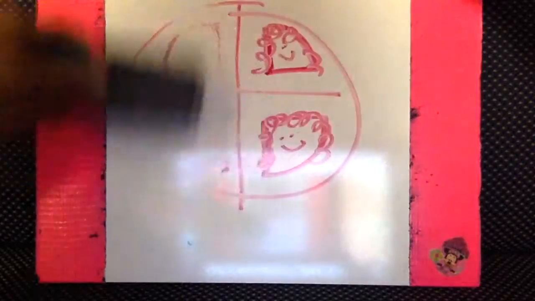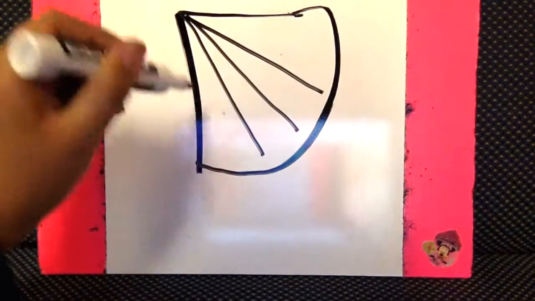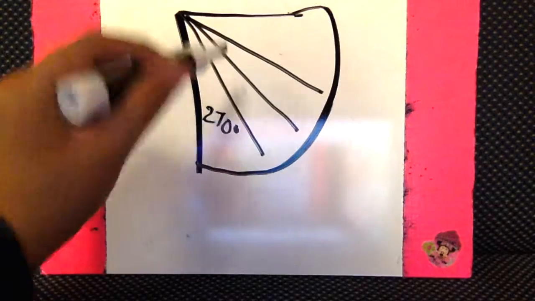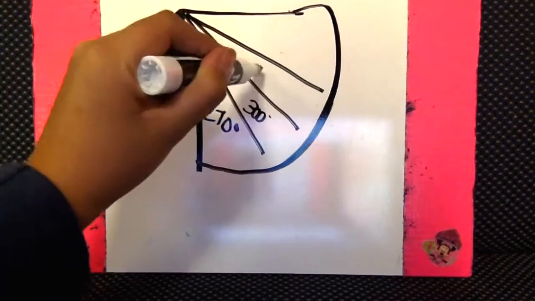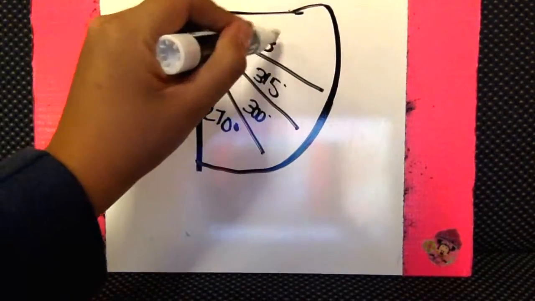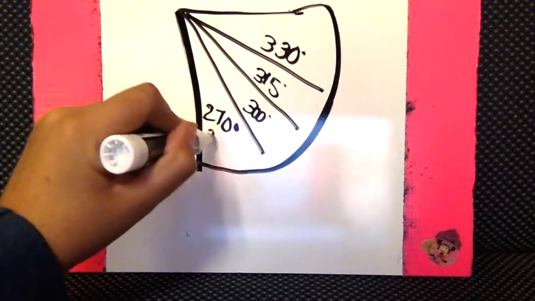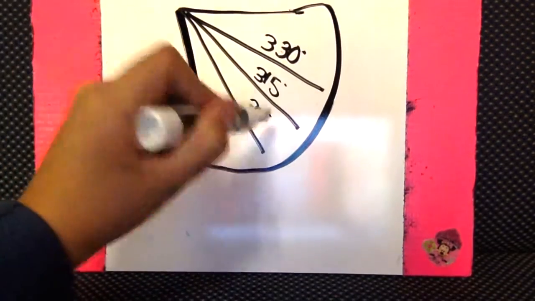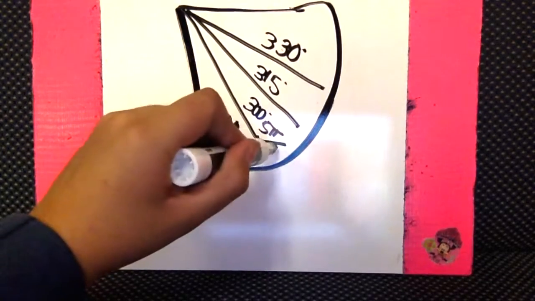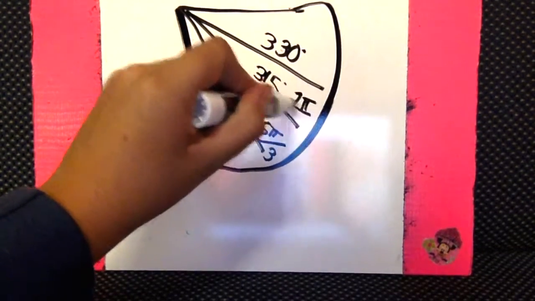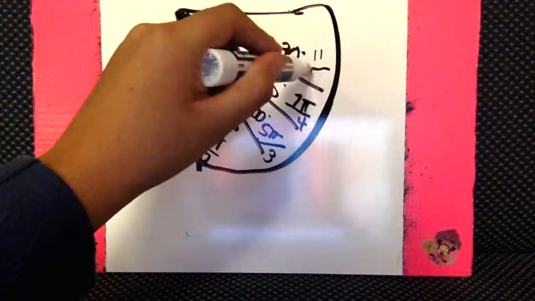Although the unit circle is like one big happy family, each quadrant has their part, and my part is the fourth quadrant. So let me talk a little bit about myself. I'm made up of 4 main degrees and 4 main radians, that being 270 degrees, 300 degrees, 315 degrees, and 330 degrees. My main radians are 3 pi over 2, 5 pi over 3, 7 pi over 4, and 11 pi over 6.